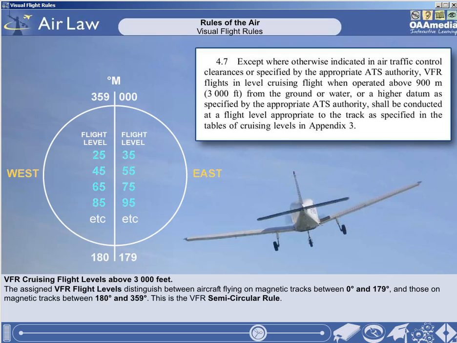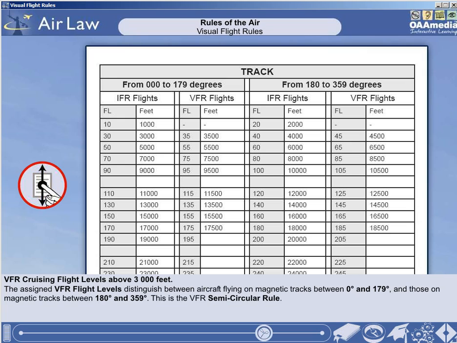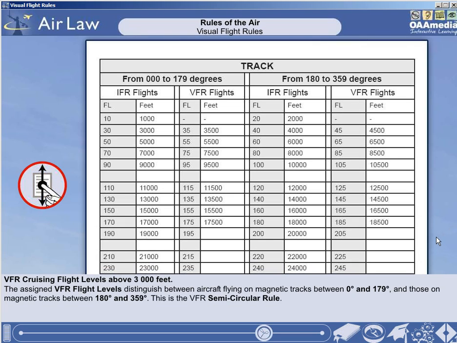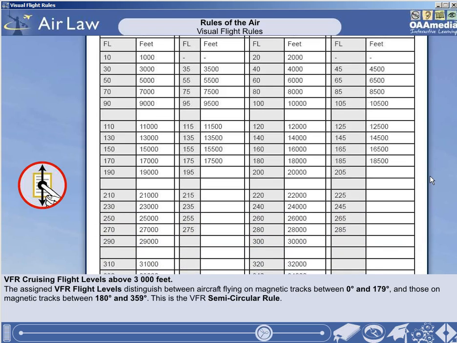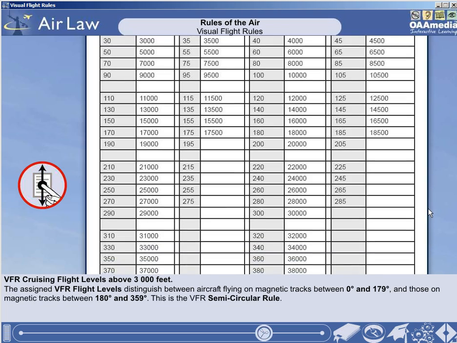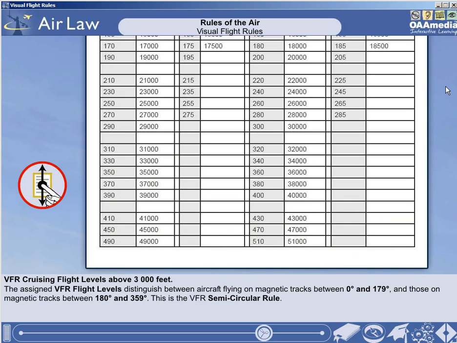You can see on screen here the principle of the semicircular rule for VFR flight. Here the rule is expressed in the form of a table. Notice that ICAO assigns separate flight levels to VFR and IFR flights within the semicircular principle.